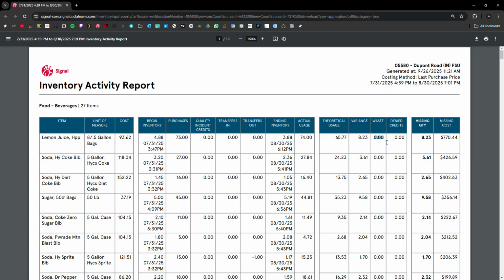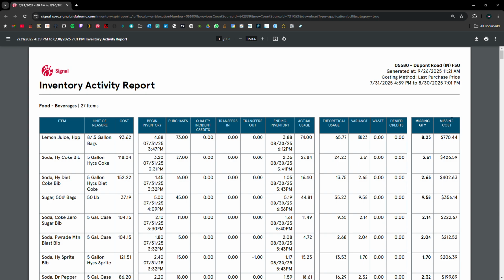So then you go to waste. The reason there's a difference between variance and waste is they're really the exact same thing. It's just that one is tracked and one is not tracked. Then you get denied credits, which is like waste that we tried to get money for, but that they wouldn't let us. And then you have missing quantity. So the missing quantity is just the difference between variance and waste. So if we wasted out a case of lemon juice, then this missing quantity would be 7.23 instead of 8.23 because we would have tracked a case of it.